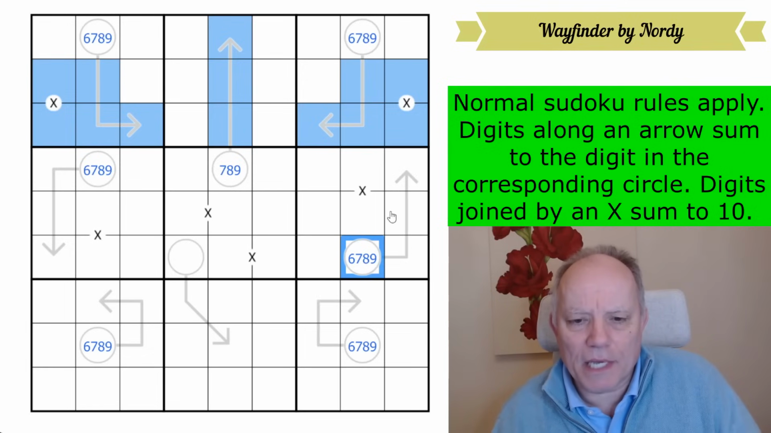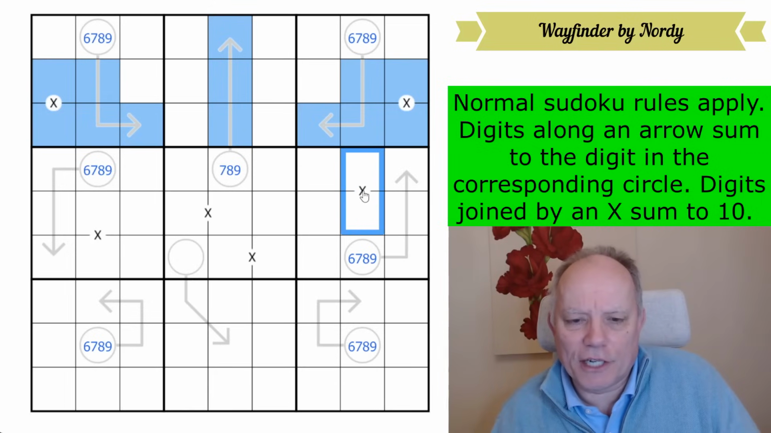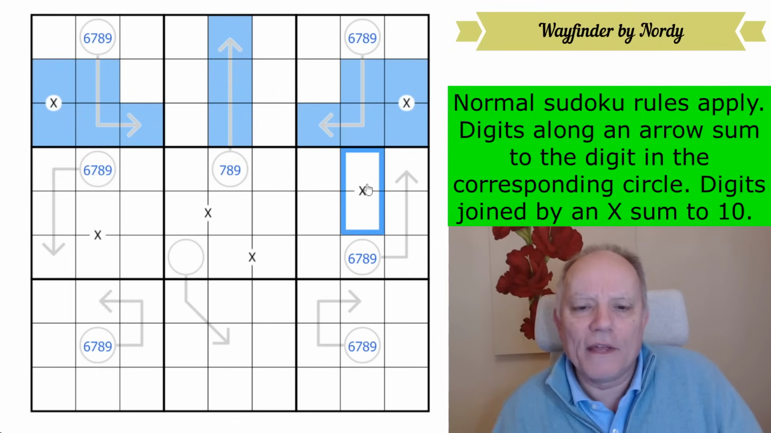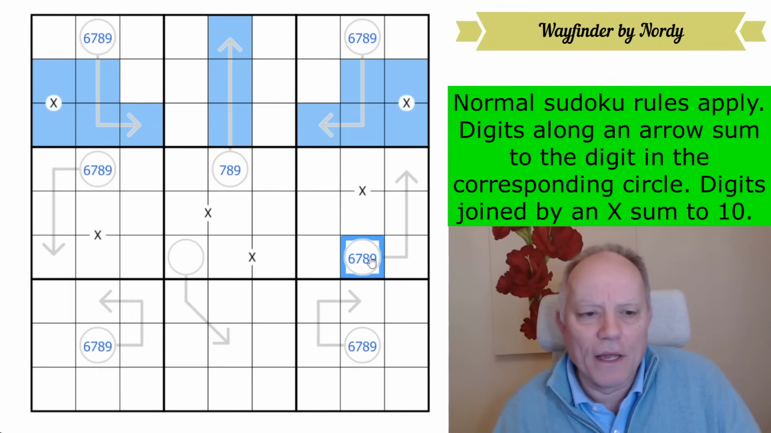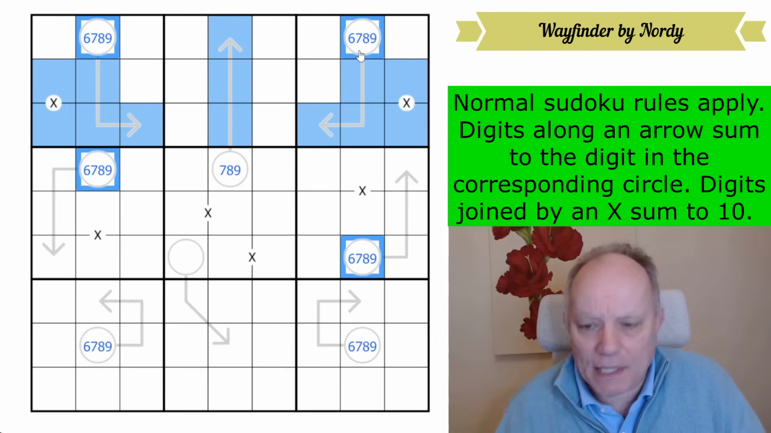So if you were to put 6 here, you'd have to put 1, 2, 3 on the arrow. Then the only low digit you'd have left for the X, so it's the low digits that matter on the X's, not the high ones. The only digit you'd have left is a 4, which would need a 6 with it, but you've already put that there. So these digits cannot be 6s.